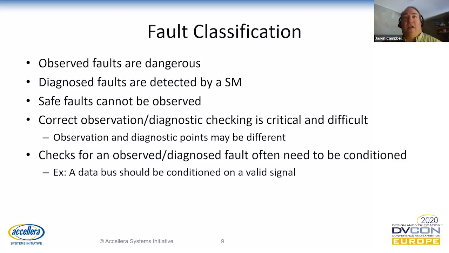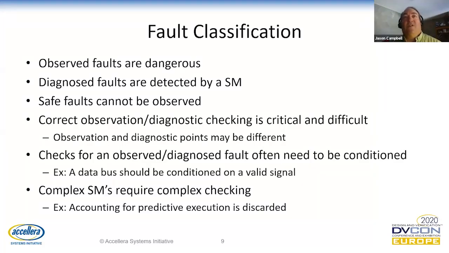Now, if we use a valid signal rather than check every cycle, then we can say that fault didn't matter because when it was observed, the valid signal was not asserted, therefore we can ignore it as long as it was correct during the valid signal. So this is the kind of thing that you need to do. It's a little more complicated than it seems. And the more complicated your safety mechanism is, the more complicated this check is.